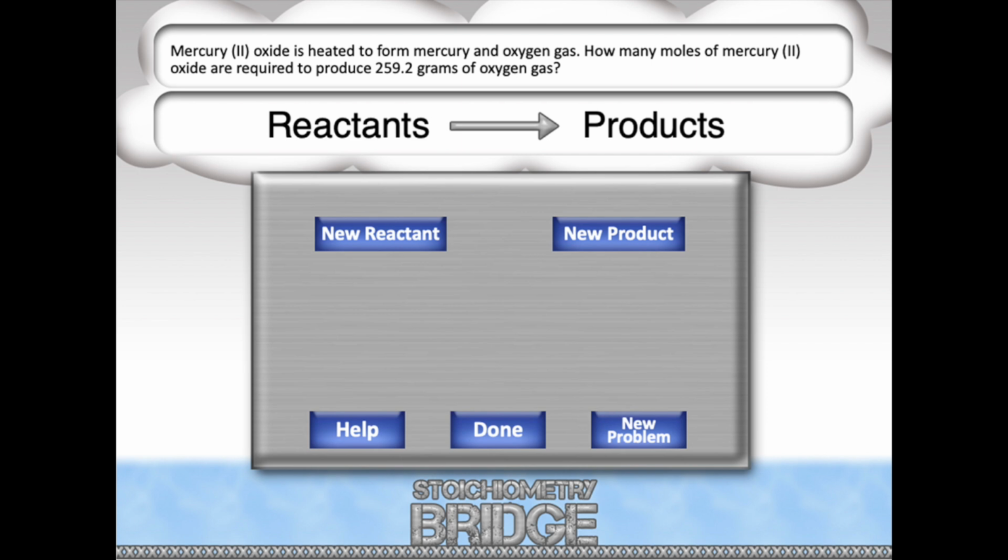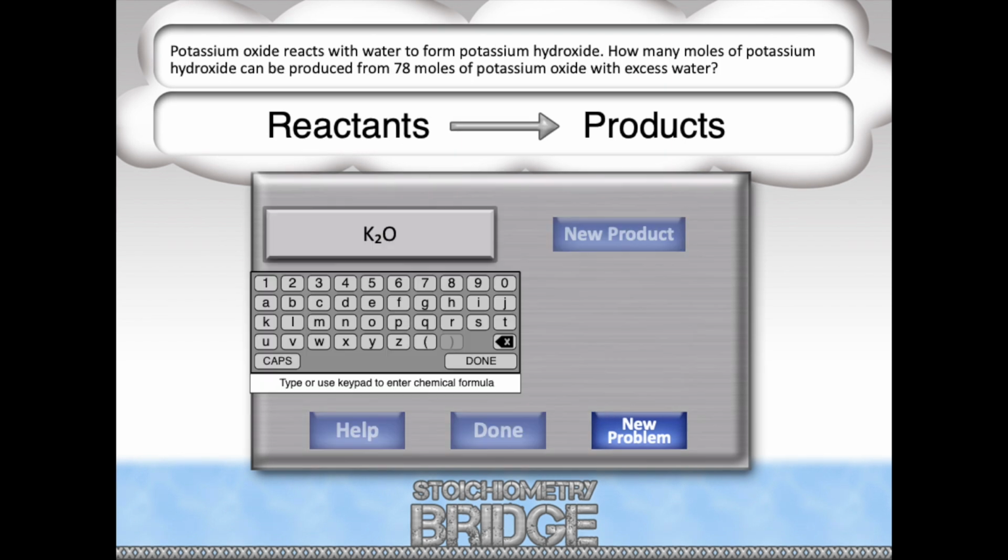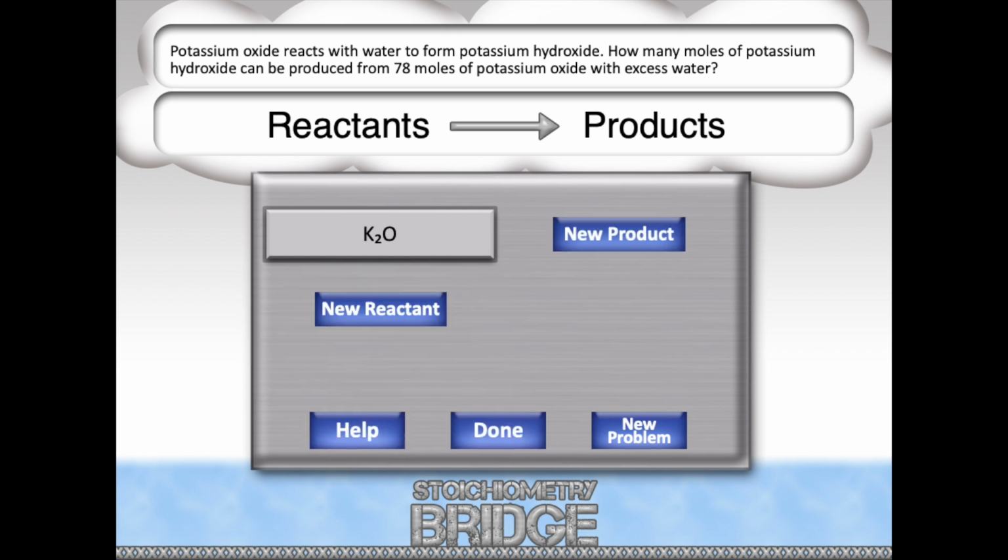Next, select the New Reactant button to enter the correct chemical formula for one of the reactants. Use capital and lowercase letters where appropriate, and parentheses and numbers to correctly write chemical formulas. In this case, K2O was entered for potassium oxide. Select the Done button when the formula is complete.